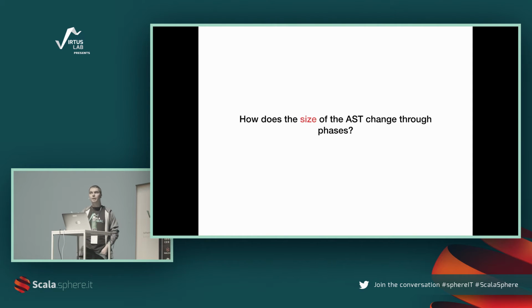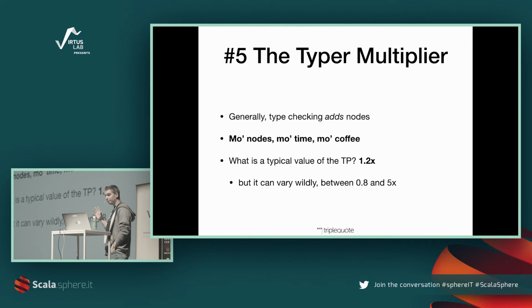And the size cannot be lines of code at that point, because once you start compiling, you have another representation. It's the AST, so syntax tree. What we can do is count the nodes. So would you expect that nodes after the typer phase are more or less than what you started with? More. Indeed, they are usually more, but it can also be less in certain cases. And I'll let you guess what those are. But generally, type checking adds nodes, and the more nodes you have, the more time you need to compile.